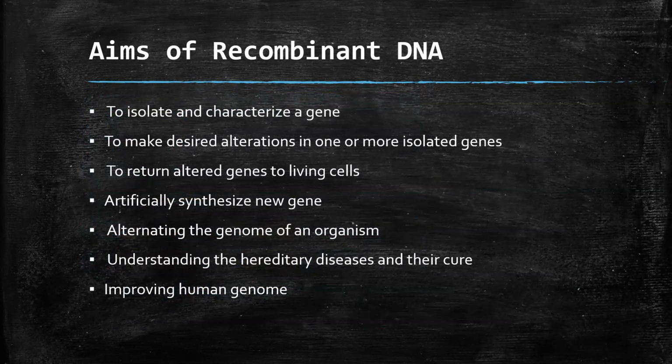Aims of recombinant DNA: to isolate and characterize a gene, to make desired alterations in one or more isolated genes, to return altered genes to living cells, artificially synthesize new genes, altering the genome of an organism, understanding hereditary diseases and their cures, improving the human genome.